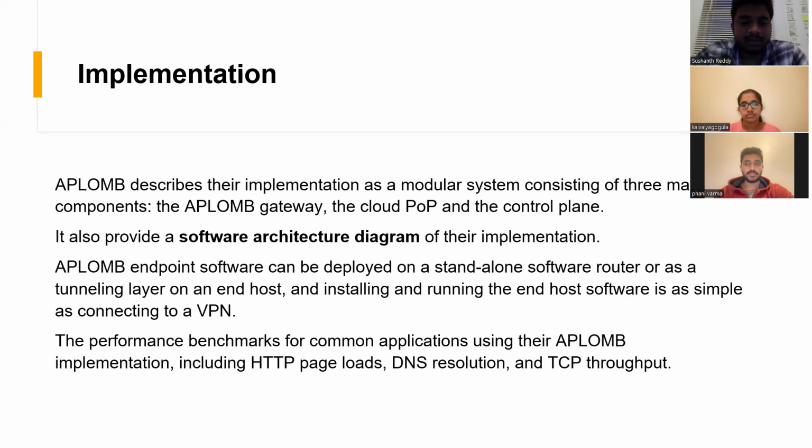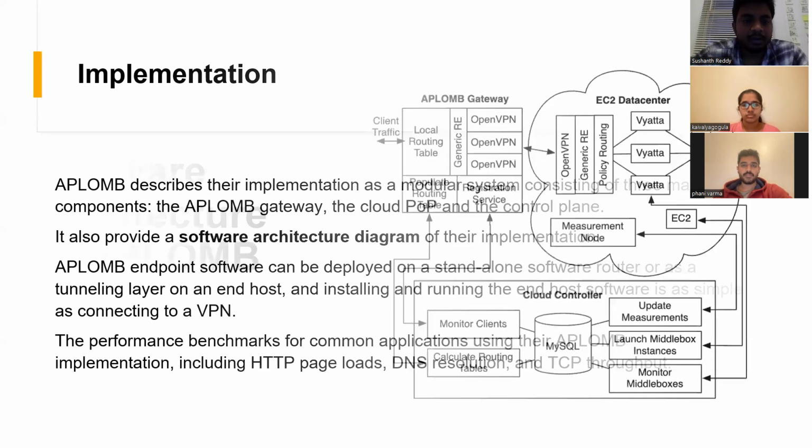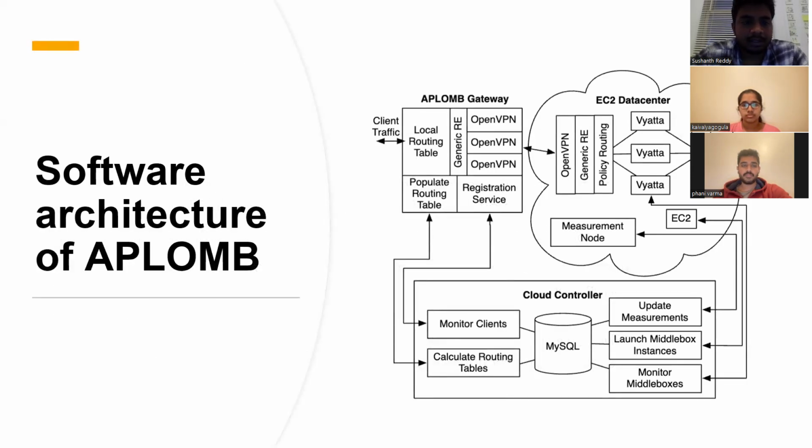The performance benchmarks for common applications using the Aplomb implementation, including HTTP page loads, BitTorrent, and voice over IP, find that these applications experience minimal to no degradation when the traffic is redirected through Aplomb. This underscores the effectiveness of Aplomb in maintaining high quality user experiences across a range of applications. And this is the software architecture of Aplomb, where the Aplomb gateway is the key component for redirecting enterprise traffic, and the cloud controller oversees and manages the entire system.